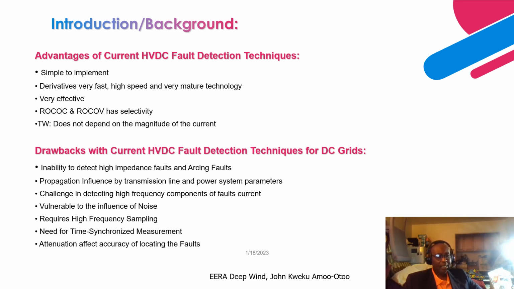Next is attenuation. Attenuation, from the impedance and resistance of the transmission network, affects the accuracy and attenuates the traveling waves as fast as it can. So as such, it makes it very difficult to locate these faults.